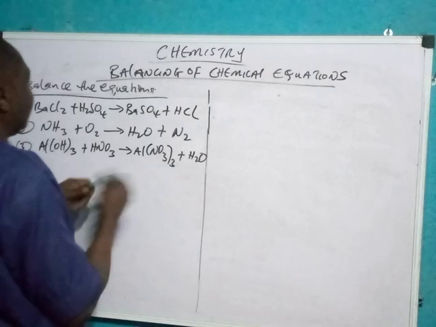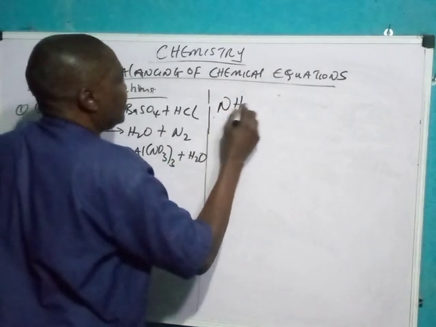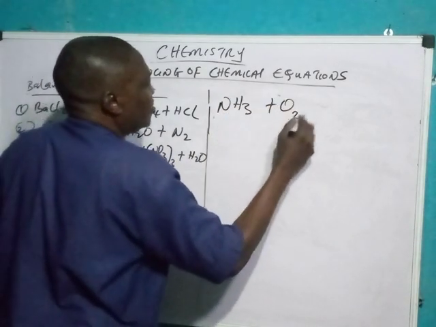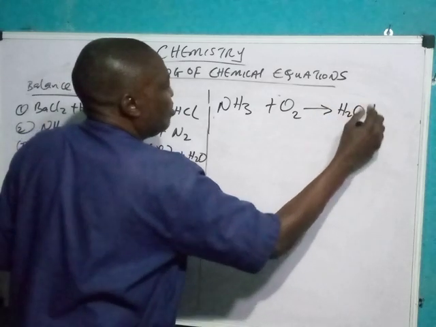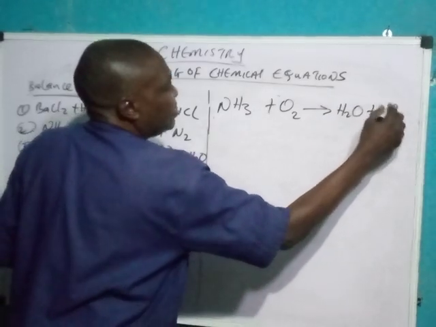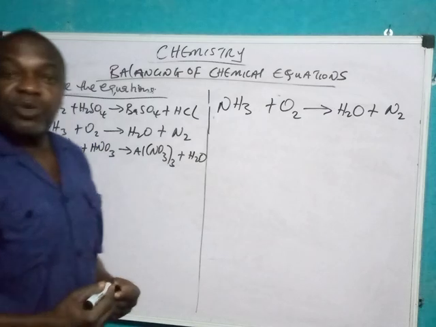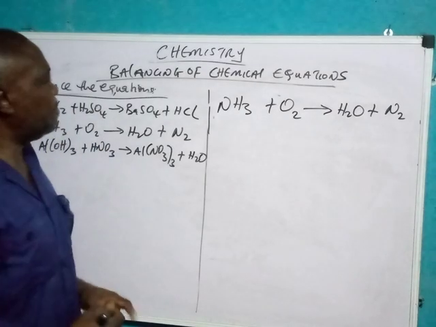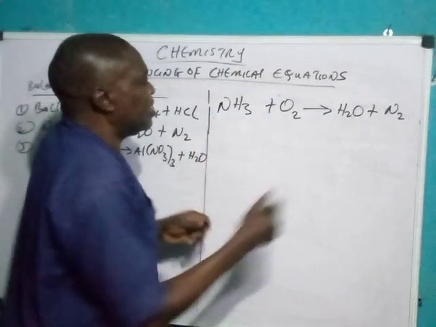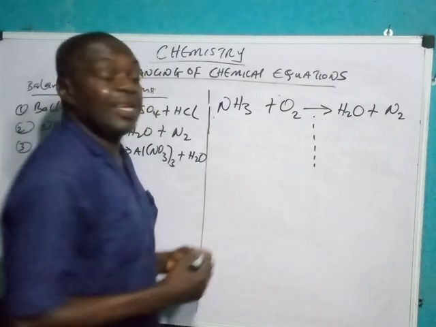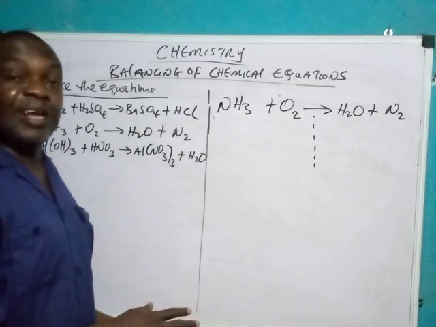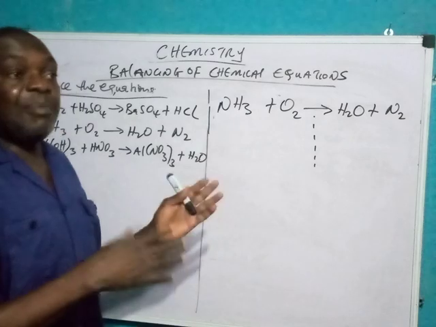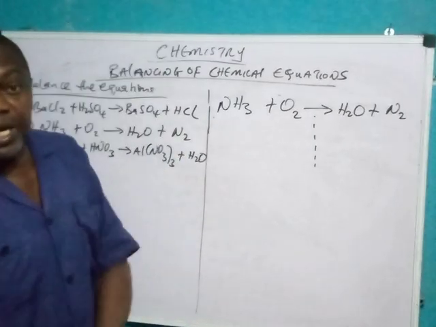So let's see the second one. NH3 plus O2 to give you H2O plus N2. So this is another equation before us to balance. You have this, what you do is the demarcation line. Remember, this method we are using is known as atom count. You count the number of atoms on the left hand side and make sure it's equal to the number of atoms on the right hand side.